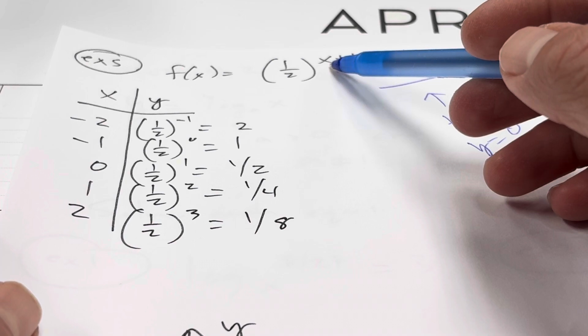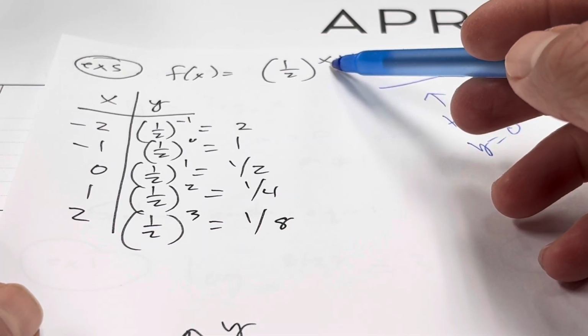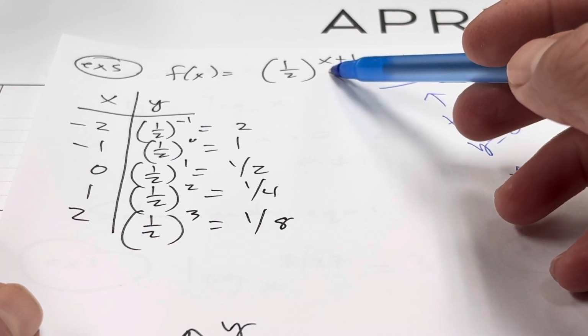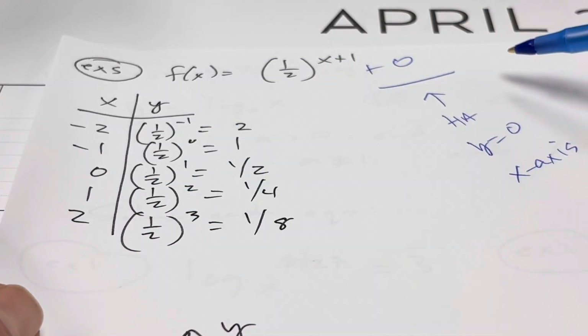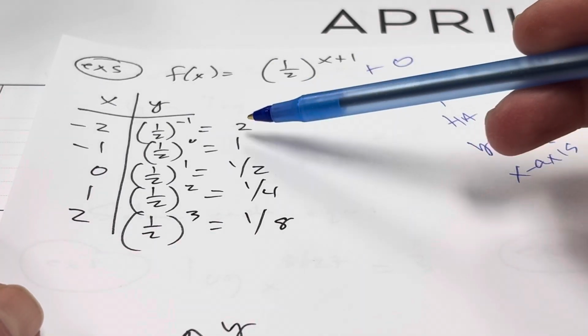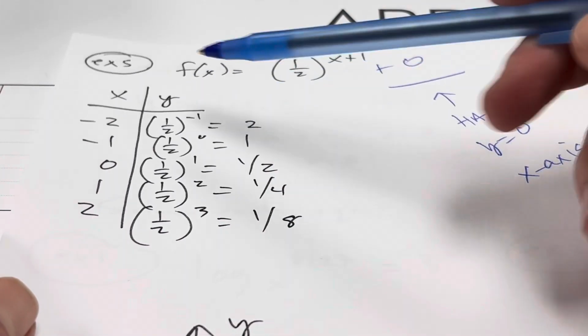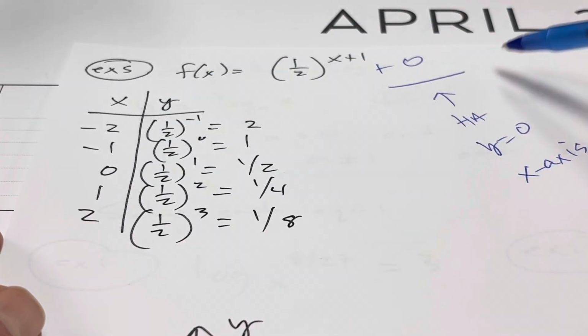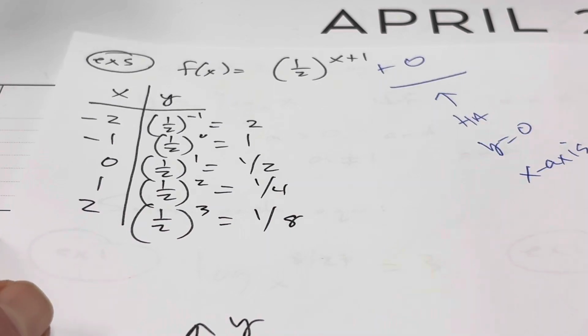If I plug negative 2 in for x, I get 1/2 to the negative first. If I plug in negative 1 for x, I get 1/2 to the 0. If I plug in 0, I get 1/2 to the first, and so forth. And those are my y values. Remember, f of x is the same thing as y. So I'm going to plot these: (-2, 2), (-1, 1), (0, 1 1/2), (1, 1 1/4), (2, 1 1/8).